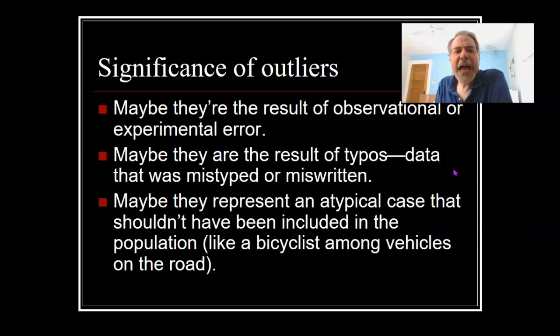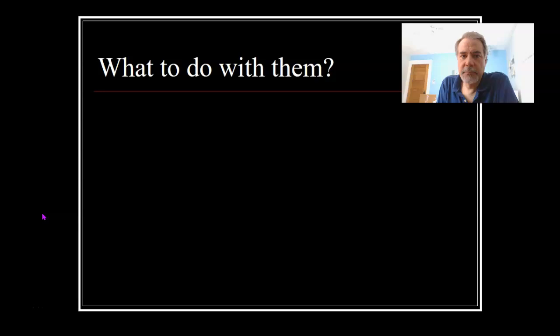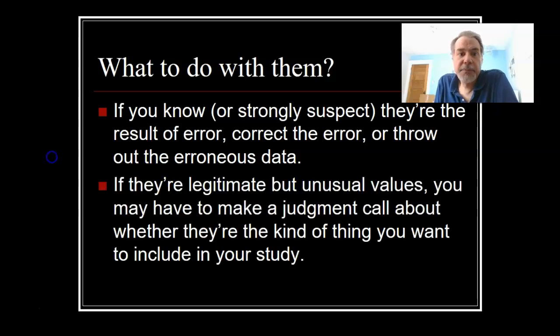So when you have outliers, what do you do about it? Well, if you know or strongly suspect that they're the result of an error, you made a mistake, if you know what the correct value should be, then go ahead and correct your error. If you know it's a mistake, but you don't know what the right number is, you should probably just throw out the erroneous data, not include those numbers.